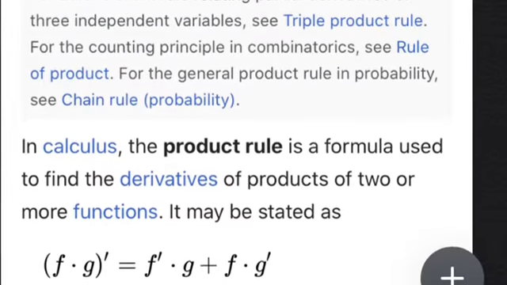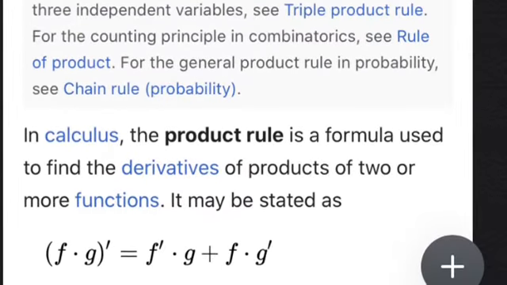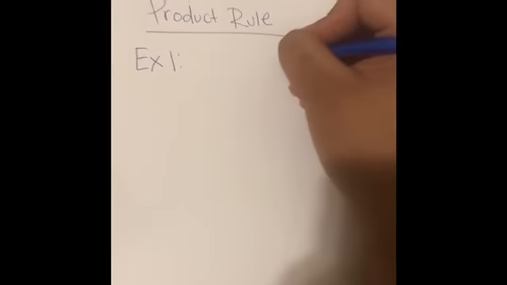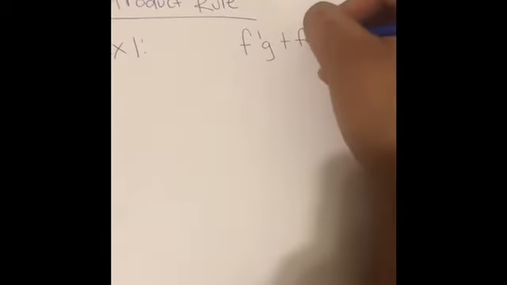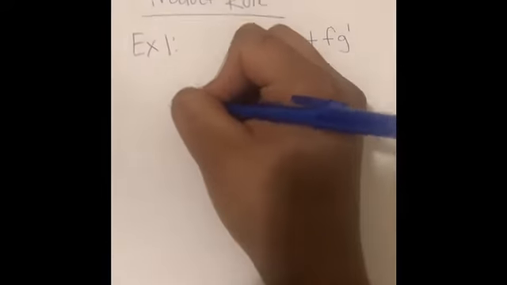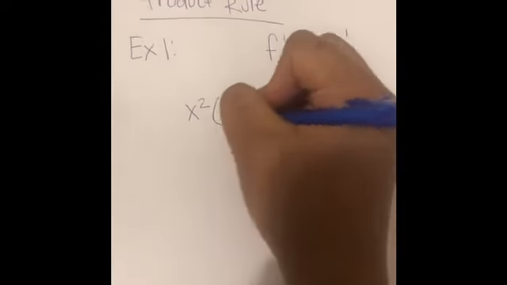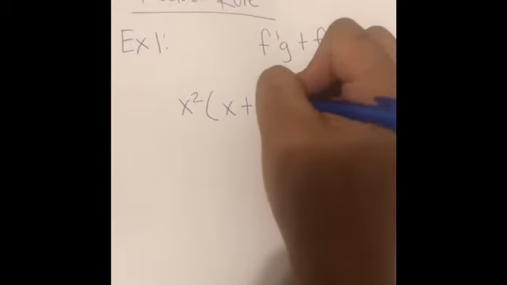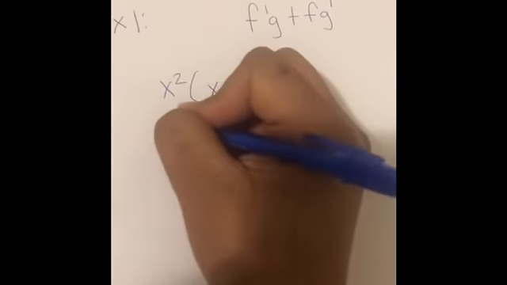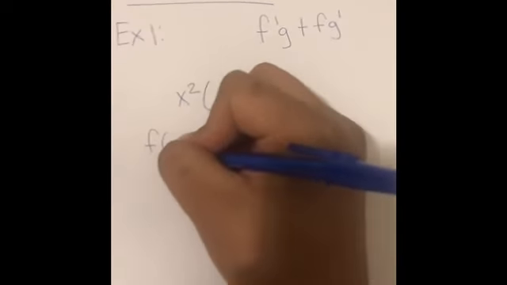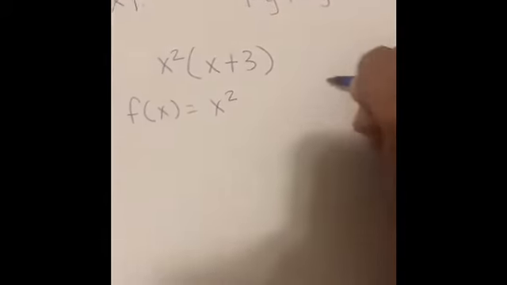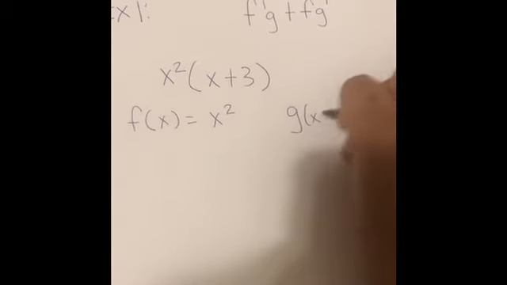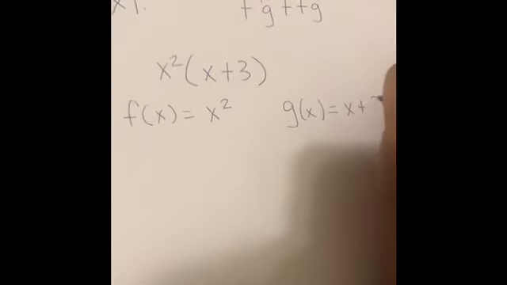The product rule is a formula used to find the derivatives of the products of two or more functions. So let's start off with a quick example. And the equation for this product rule is simply f prime g plus fg prime. Let's start off with x squared multiplied by x plus 3. So we will write out f of x, which is equal to x squared. And we also have g of x, which is equal to x plus 3.